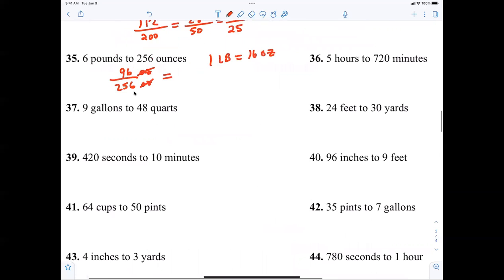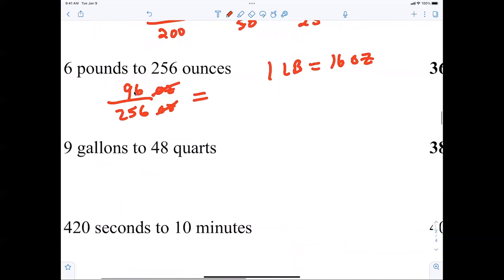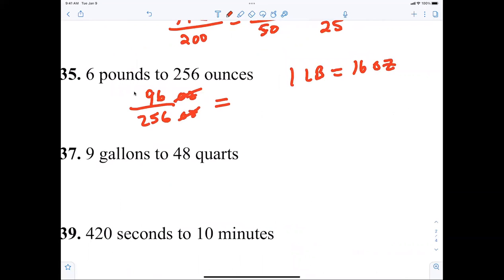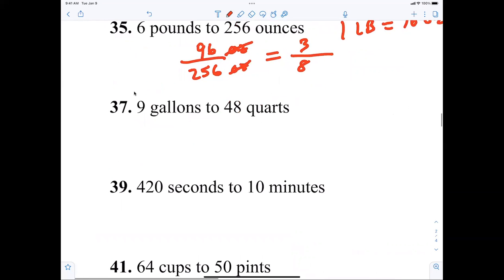All right. So now you just hit 96 fraction, 256, and then tell me what that reduces to. 3 over 8. Is everybody okay with that being 3 over 8? All right, so now, Jay, 9 gallons is how many quarts?